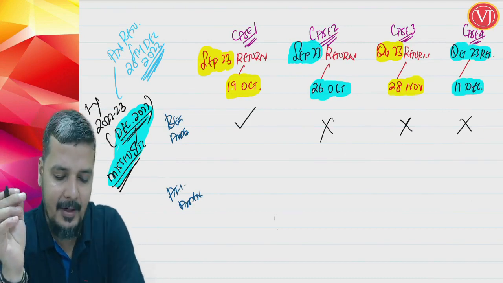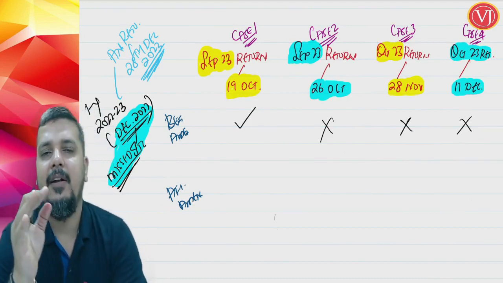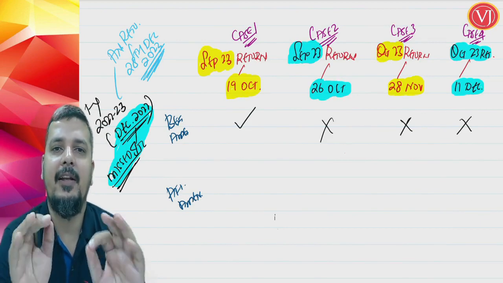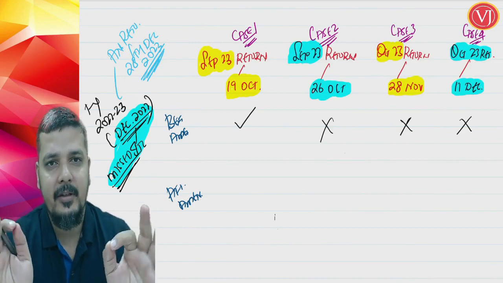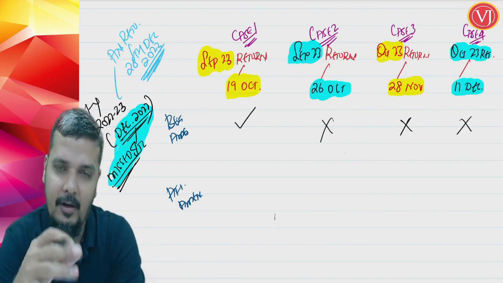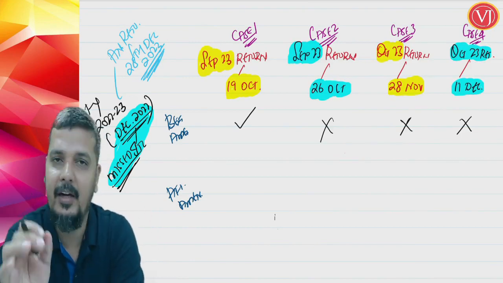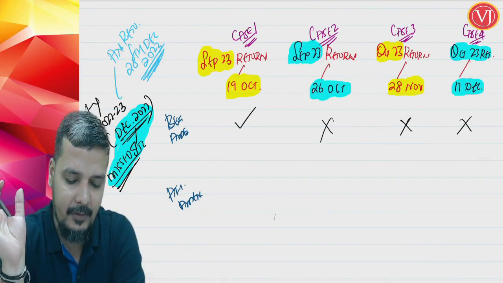But after the amendment, they have not said in which return. They have said that any return filed before 30th of November of next year, actually. Any return. So, you need not be specific. They are not very specific. They are not telling that it should be only September. Any return filed, which is filed before 30th of November.